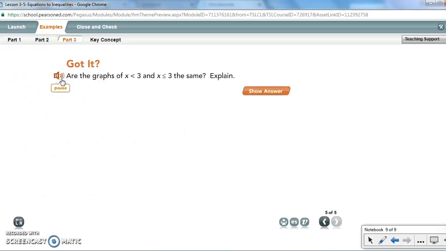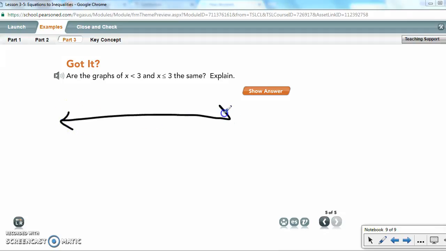Are the graphs of x is less than 3 and x is less than or equal to 3 the same? Explain. So if we have our graph, and here is 0, and here's 3. If I have x is less than 3, will my circle be open or closed? Well, it'll be open. And which way is my arrow going? It's going to the left.